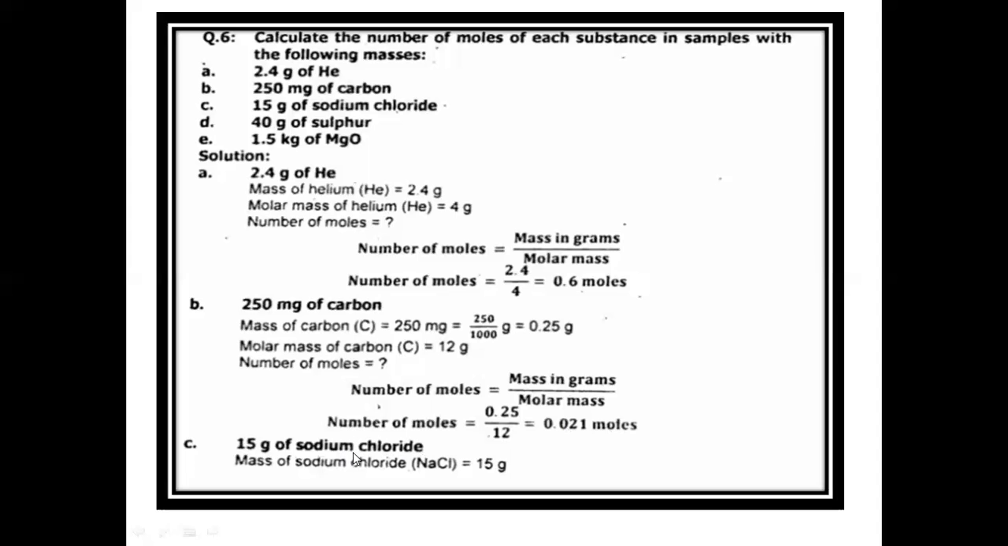Part C, 15 grams of sodium chloride. Common salt or table salt is called sodium chloride. So mass of sodium chloride given is 15 grams. Molar mass of sodium chloride is 23 for sodium and 35.5 for chlorine. So after adding, 58.5 grams. Mass in grams over molar mass, by putting the values you can get the answer.